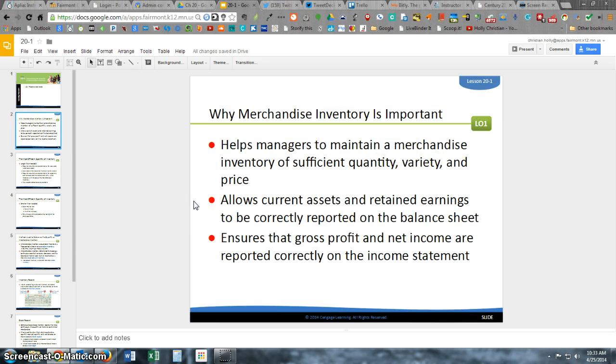Merchandise inventory in a merchandising business like Walmart or OfficeMax, which is the example in your textbook, is the largest asset they have. So it's really important that they keep on top of it and know exactly how much they have in stock, that they're buying at the best prices, selling when the prices are best, to ensure that they're going to have a good net income at the end of a fiscal period.